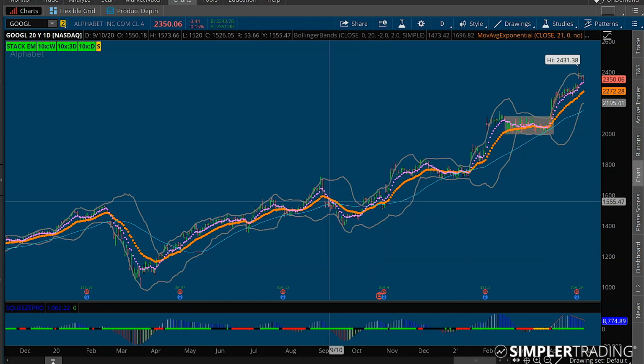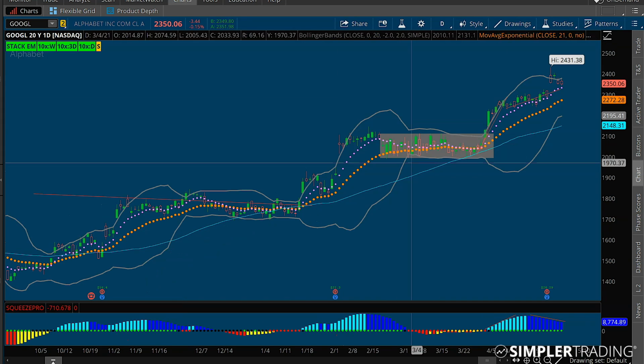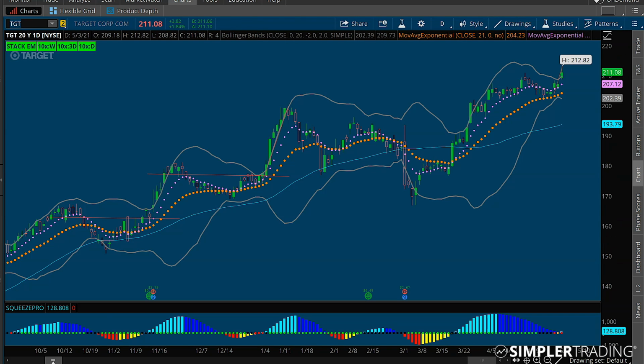So Google's a good example. Daily squeeze, it fires long. In this most recent move, daily squeeze fires in the direction of the overall trend. So with Target, to me, that's the first thing that makes it a viable candidate. You got a solid uptrend. So we'll see if that path of least resistance continues to be to the upside.